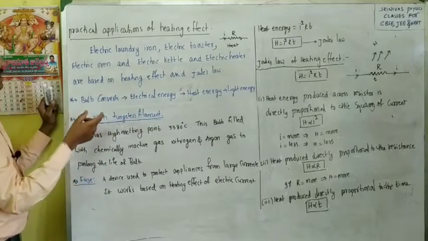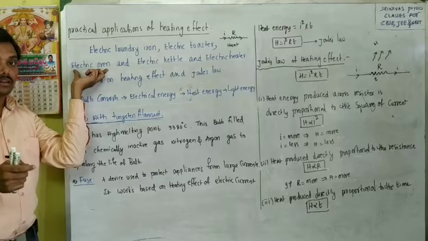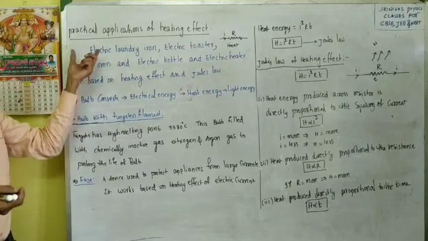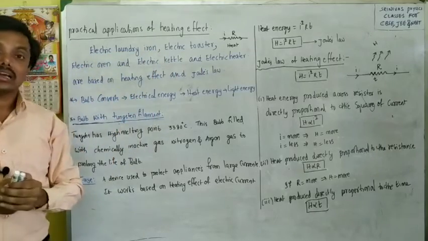Electric oven, that also you know. Egg puff and curry puff can be heated by using an electric oven, that is, a microwave oven, right? These are some applications. Electric laundry iron and these others are all uses based on the heating effect.